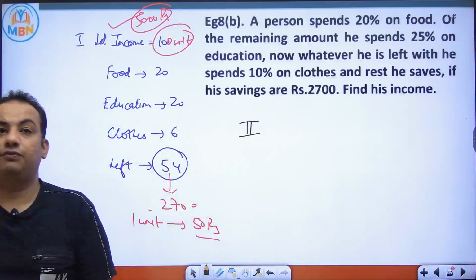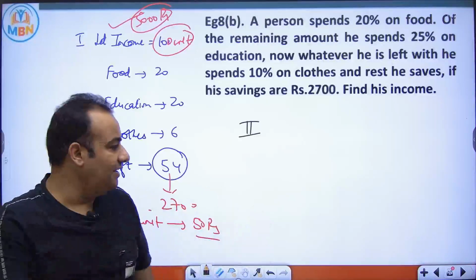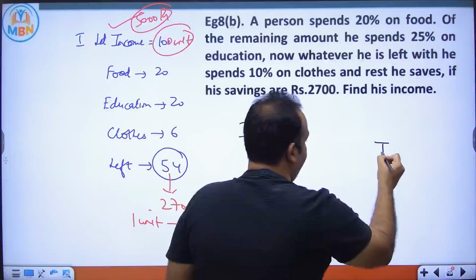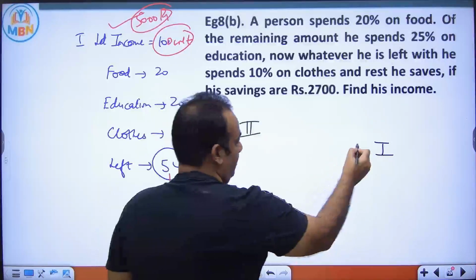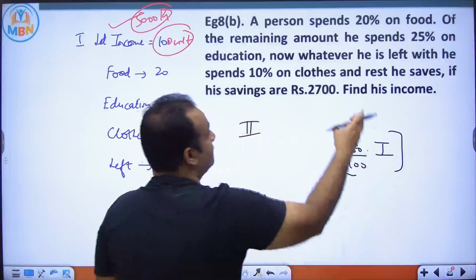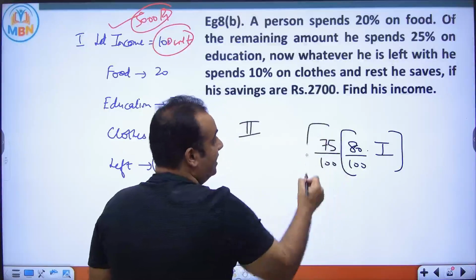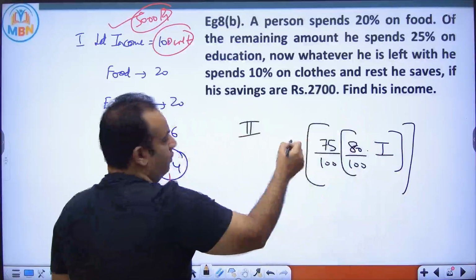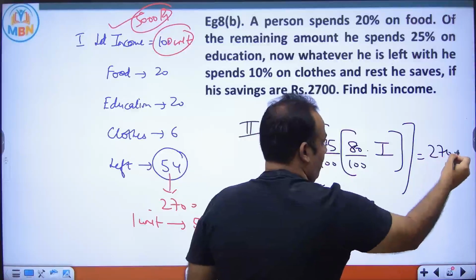Second approach, which is very important whenever the question is on remainder kind of thing. Let the income be I. He spends 20% on food. So what is left? 80%. Now of this value, he spent 25% on education. So what is left? 75%. Of this value, he spent 10%. So what is left? 90%. Which is equal to what? 2,700.